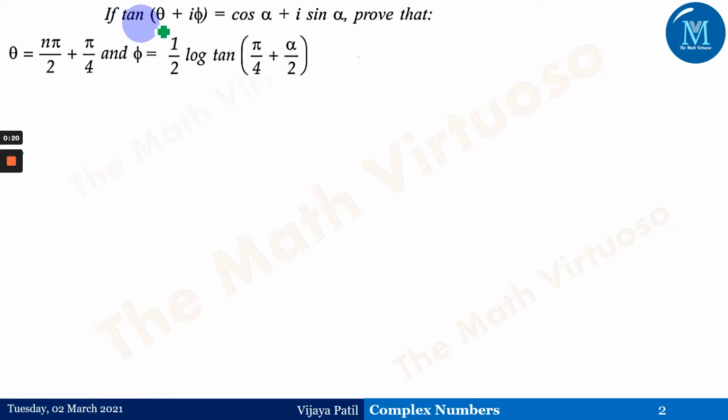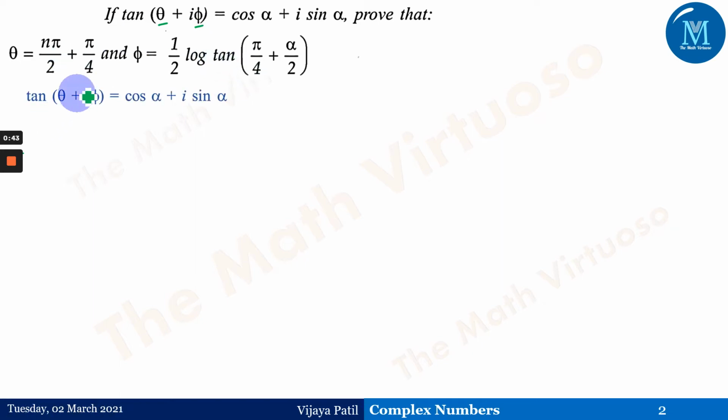Now the question says, if tan of theta plus i phi is equal to cos alpha plus i times sin alpha, then prove that theta is equal to n pi by 2 plus pi by 4 and phi is equal to 1 by 2 times log of tan of pi by 4 plus alpha by 2. So if you observe here, we need to show what the theta is and what the phi is, and we have to prove that.